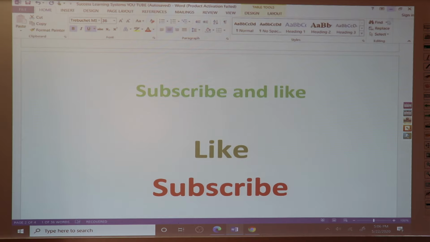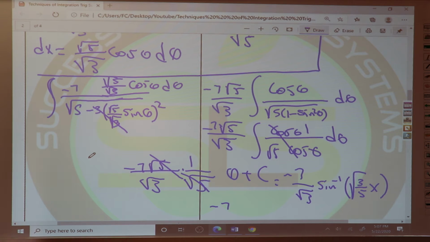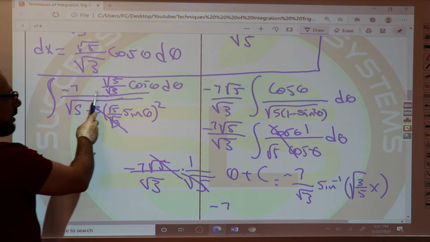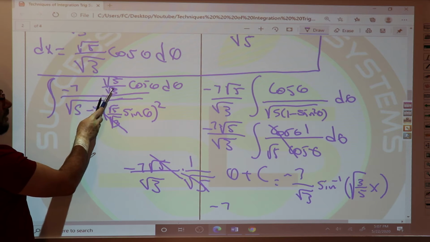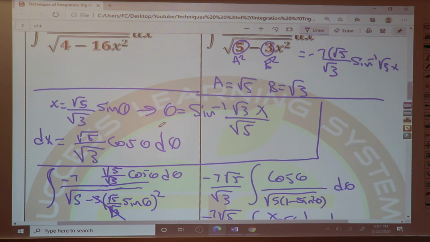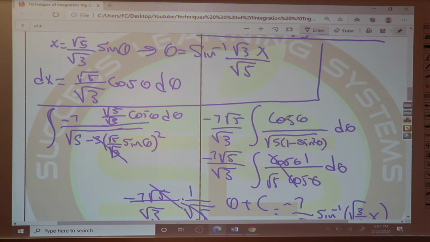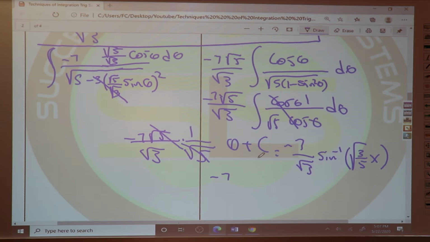Let us go back to this problem because the last video stopped at this point. If you follow me from the last video, -7 square root of 5 over 3 is the dx. Dx equals this one, square root of 5 square root of 3. We took this out, cosine theta: 1 minus sine square theta is cosine theta. Then my final answer is -7 over square root of 3.